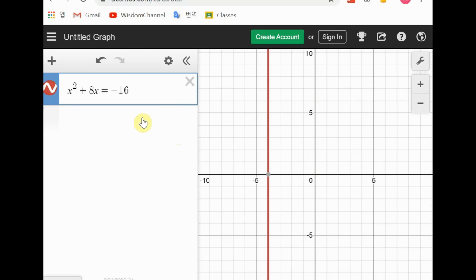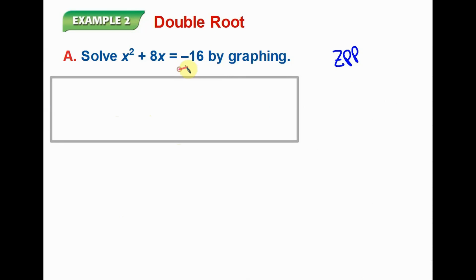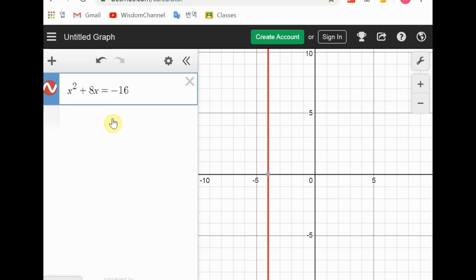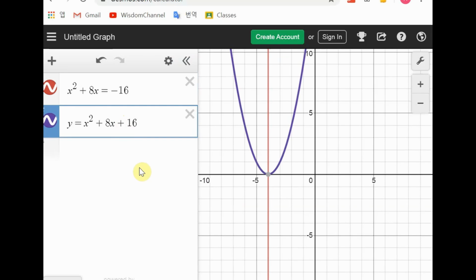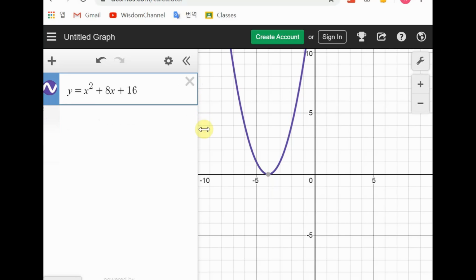So instead of this, I'm going to add 16 on both sides. That way I will have x squared plus 8x plus 16 is equal to 0, where when I actually graph, I'm going to use this as f of x or y. So here, if I draw a new graph using y is equal to x squared plus 8x plus 16, keep in mind this became positive now since I moved it. And if I get rid of this one now, you will see a nice parabola.